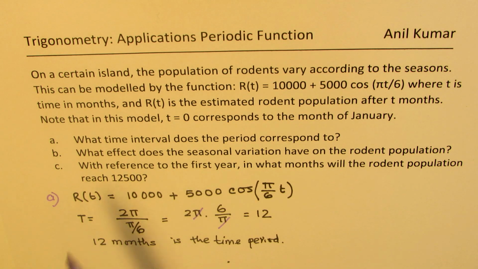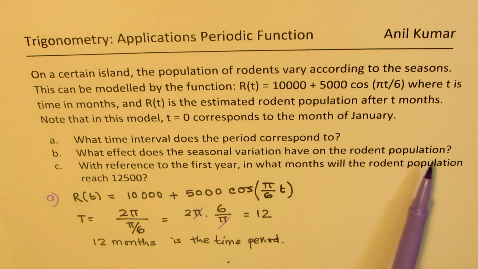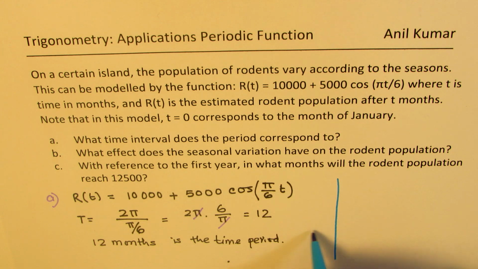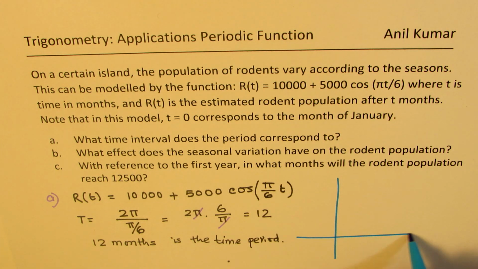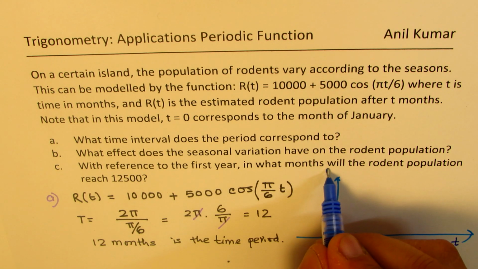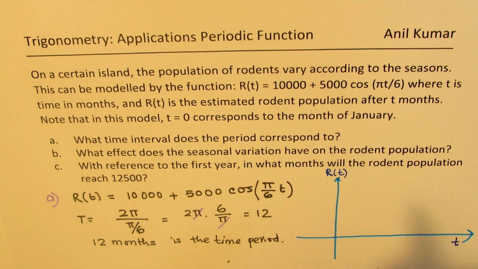Now let's see how to do part B. What effect does the seasonal variation have on the rodent population? For that, I like to sketch the function itself. So from there we can discuss it. Let me draw it here. So let's say this is our time, and here we have the rodent population R of t.